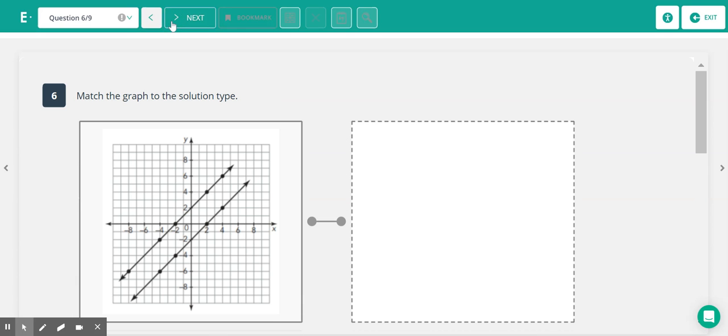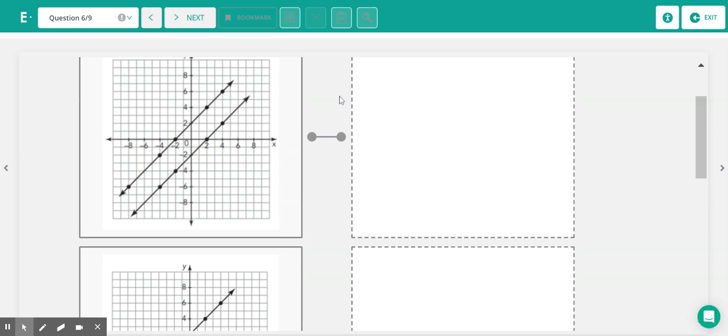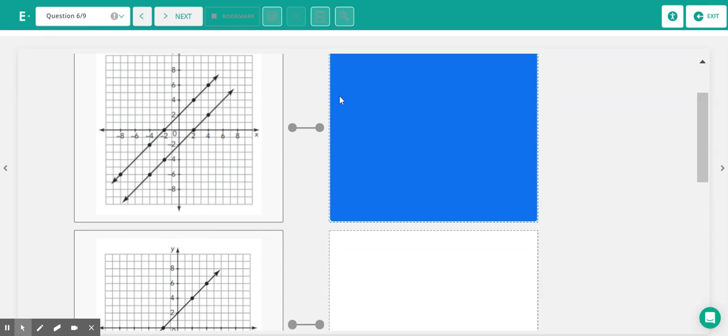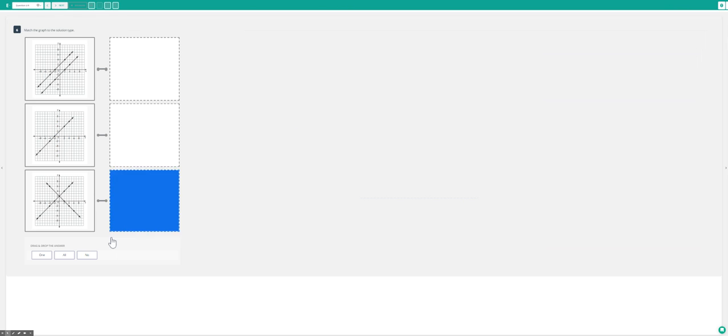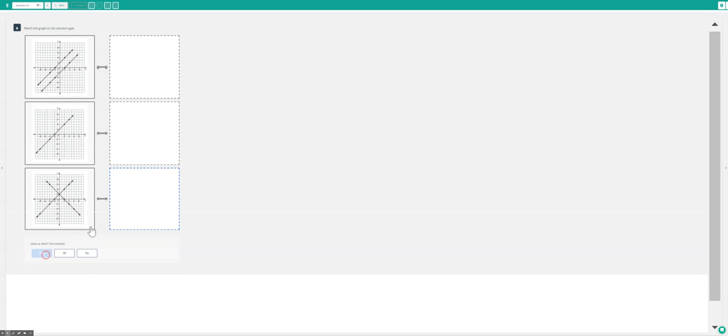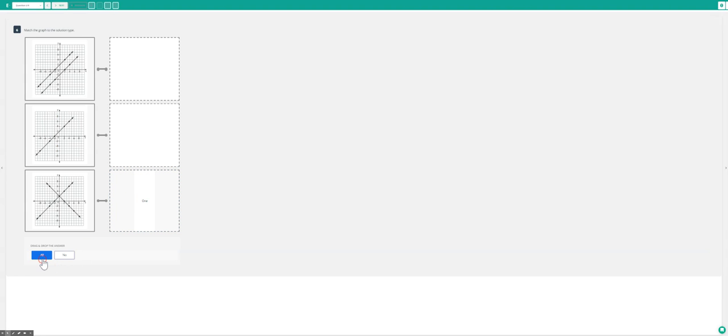Moving along. Okay, match the graph to the solution type. For this one, I actually am going to zoom out so I can see all three graphs that I'm working with. So my options are one solution, all solutions, or no solution. One solution is where they come together and they make a point. Well, that's this one. All solutions or infinite solutions, that's when it looks like one line.